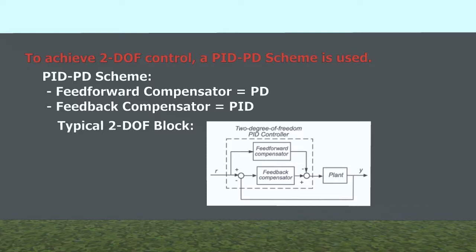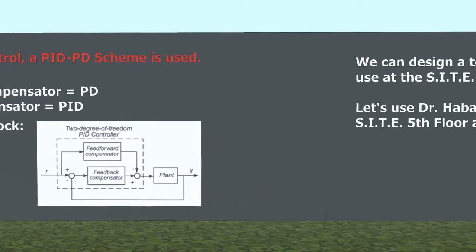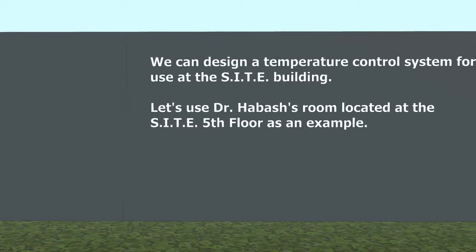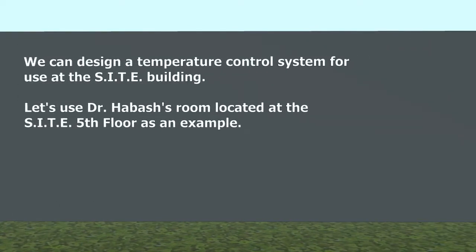The following is an example of a typical 2 degree of freedom controller. As an example, we will design a 2 degree of freedom temperature control system for use at the site building. We will place a temperature sensor inside the office of Dr. Habash. Using a 2 degree of freedom controller, we will control the process.